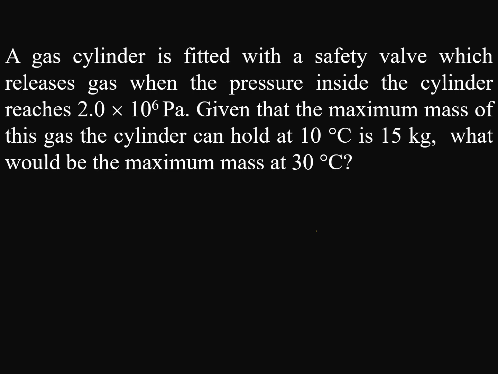A gas cylinder is fitted with a safety valve which releases gas when the pressure inside the cylinder reaches 2.0 times 10 to the power of 6 Pascal. Given that the maximum mass of this gas the cylinder can hold at 10 degrees C is 15 kg, what would be the maximum mass at 30 degrees C?